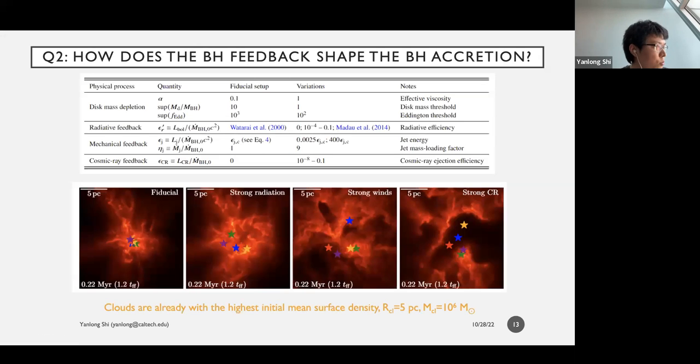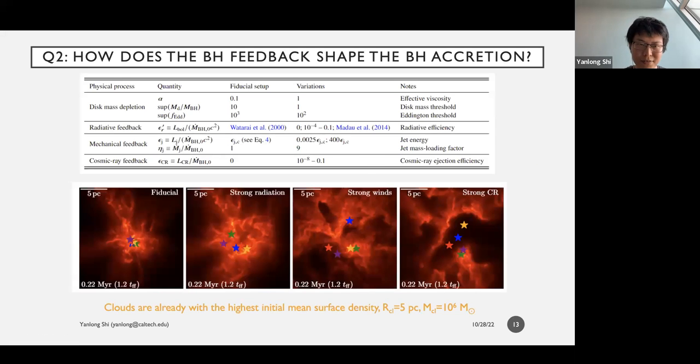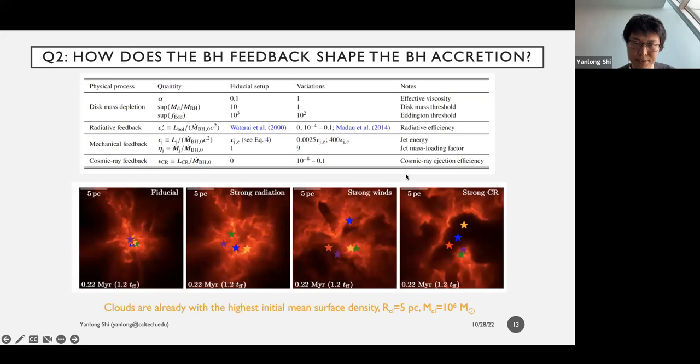So we try to do some parameter survey based on this, because there are many different physical processes that we don't really understand, especially their interactions. So first we want to know what is the accretion rate from the disk to the black hole. So we just assume there's an alpha disk model, and also assume that there's some kind of linear proportional relation between the disk and the black hole mass.